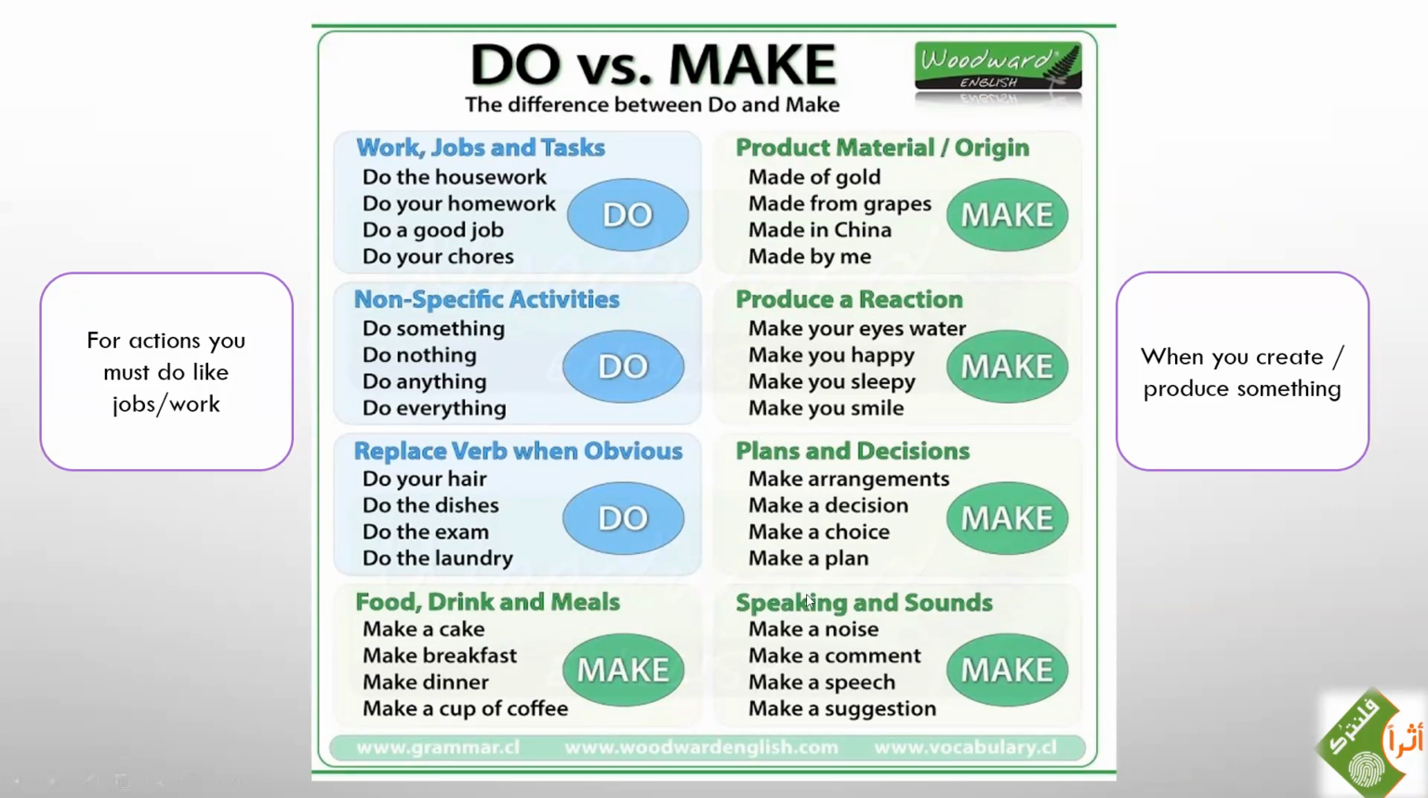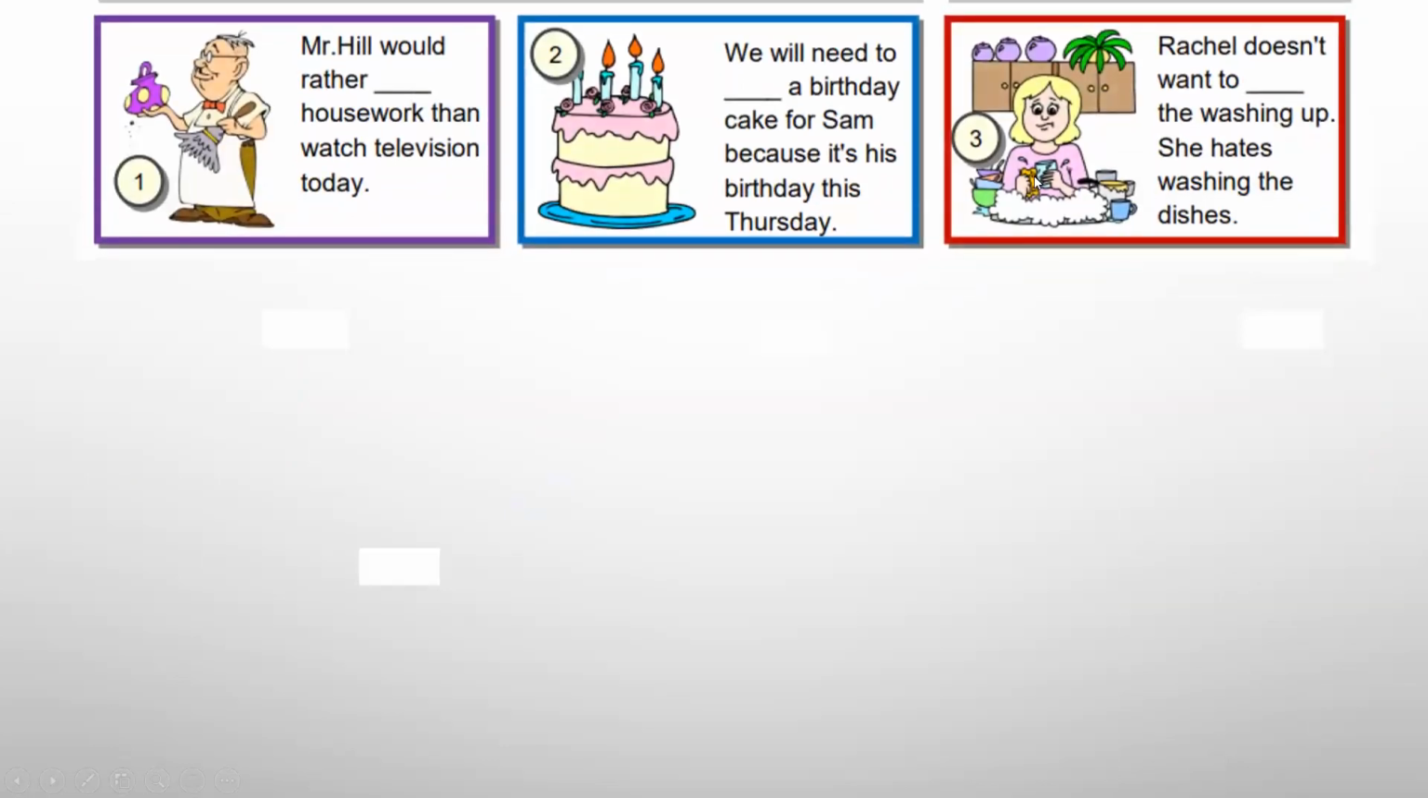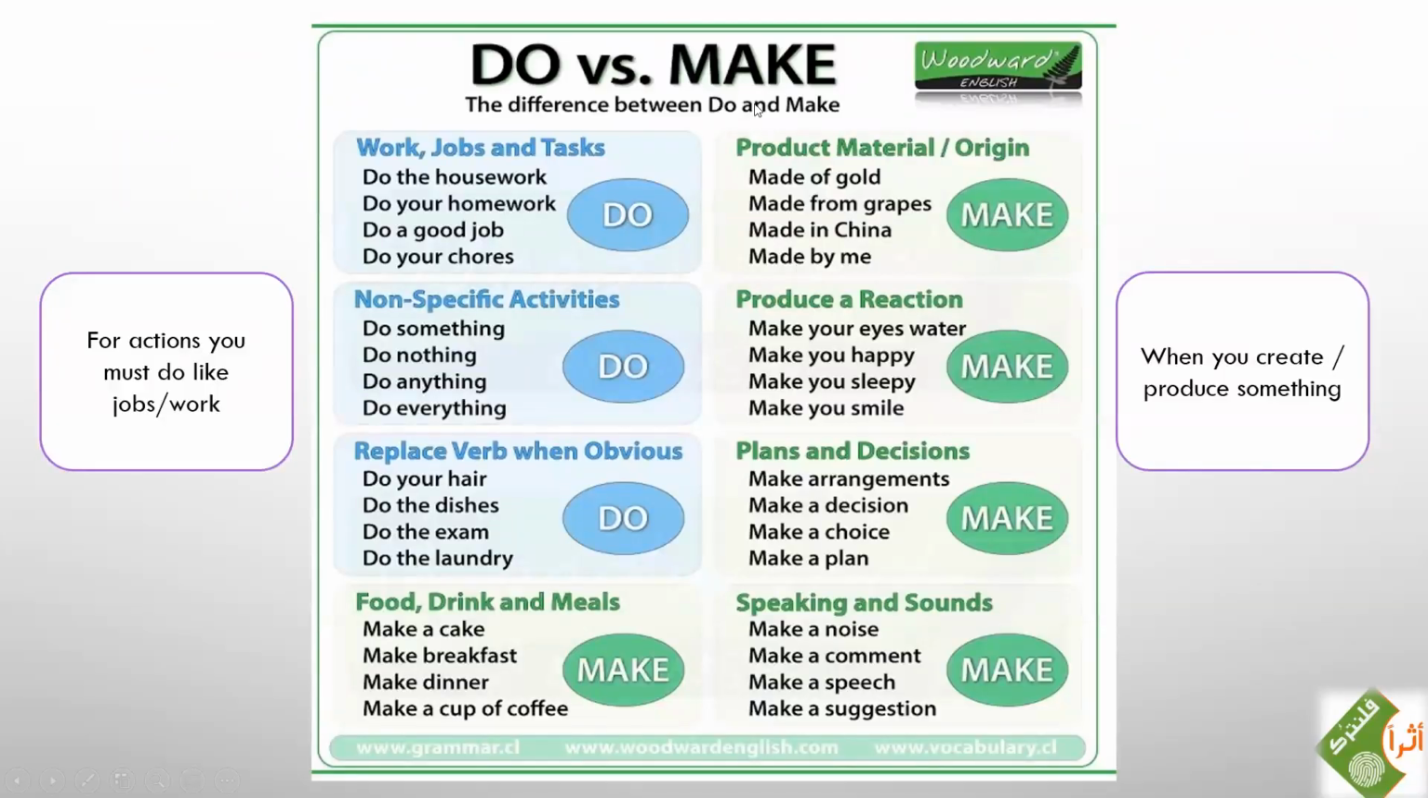Let us have an example. Look at those pictures here. Okay, we have the first one: "Mr. Hilal would rather dash housework." So here we have the word housework. Is it do or make? What do you think? Yaqeen? Make. Back to the picture here: housework, homework, something, the action that you will do like jobs and work. Remember that you will use what?